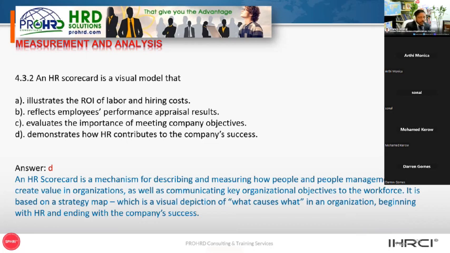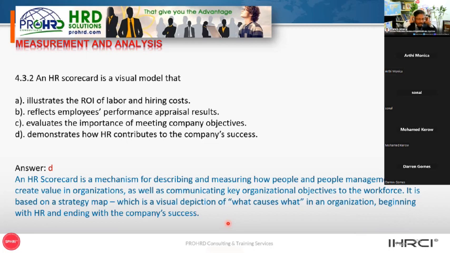Okay. The HR scorecard is a mechanism for describing and measuring how people and people management systems create value in the organizations, as well as communicating the key organizational objectives to the workforce. It is based on the strategy map, which is a visual depiction of what causes what in an organization, beginning with the HR and ending with the company success, financial results.